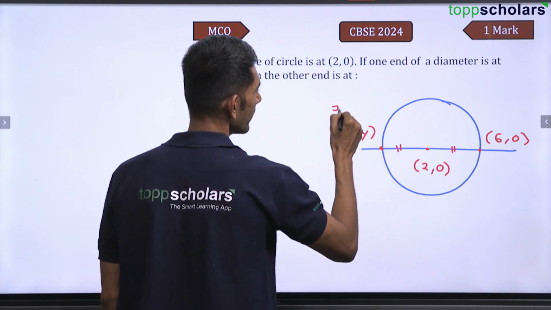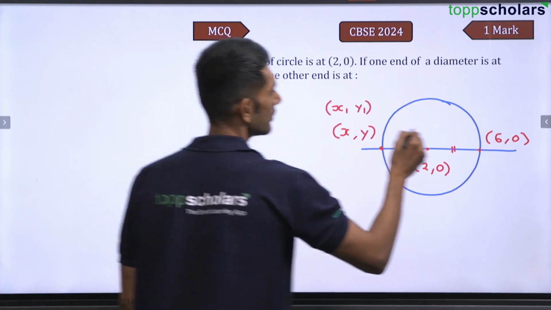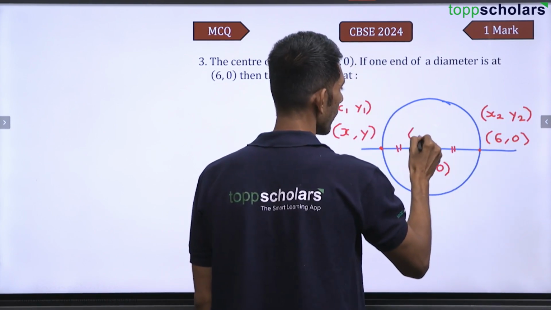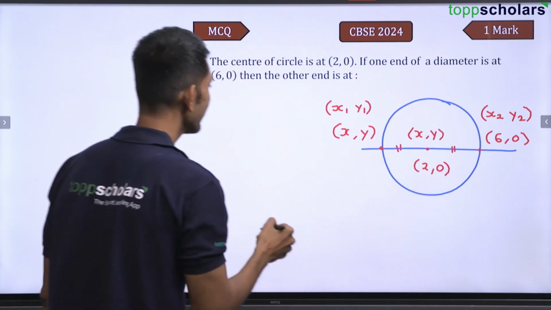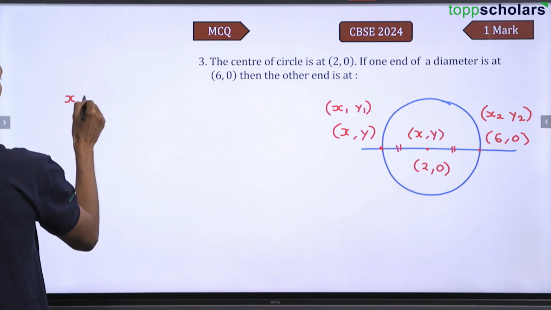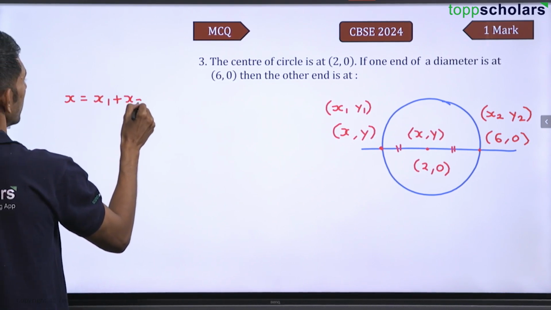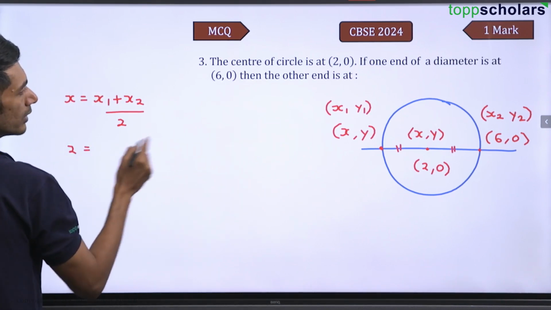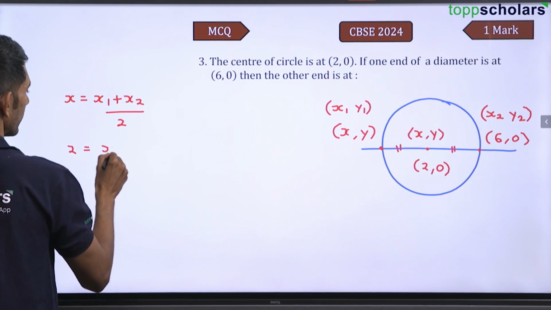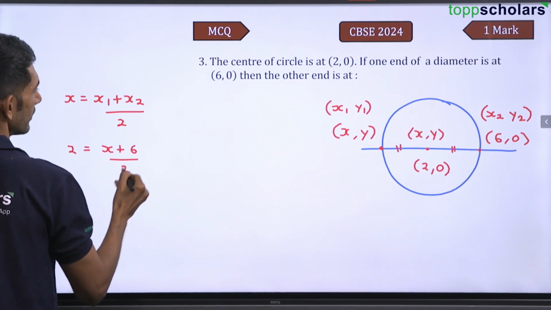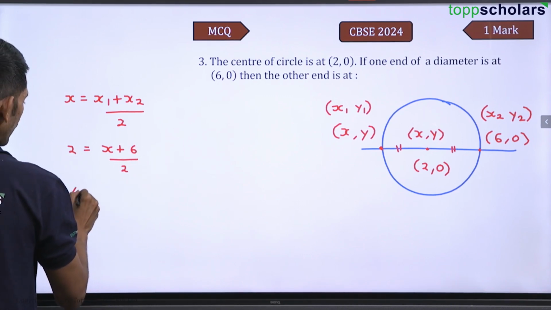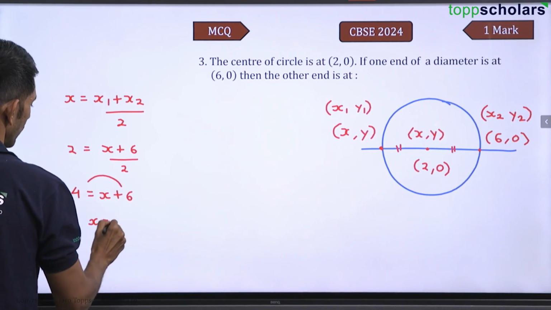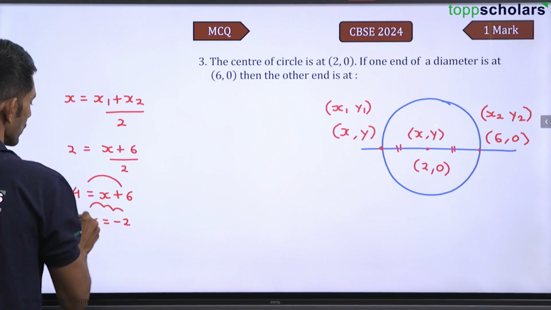that this is x1 y1, this is x2 y2, and this is x comma y. So can I say x is equal to x1 plus x2 by 2. So x is what? 2. So 2 is equal to x1 plus x2, that is x plus 6 by 2. So 4 is equal to x plus 6. So x will be equal to 4 minus 6, that is minus 2.